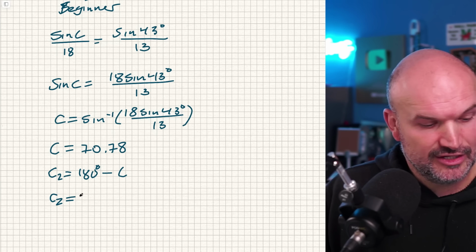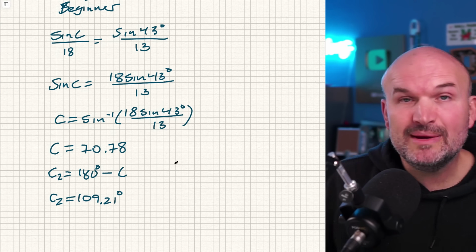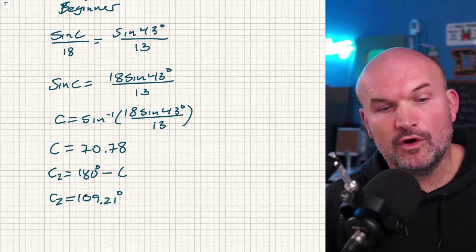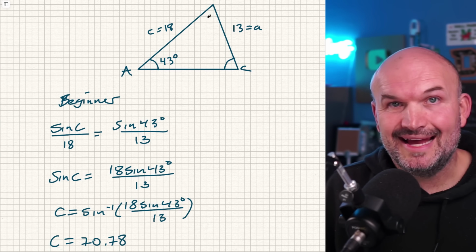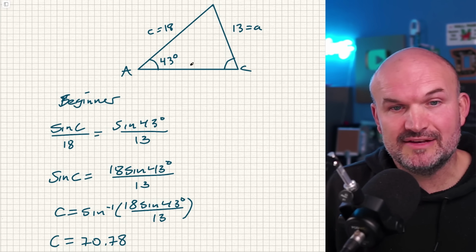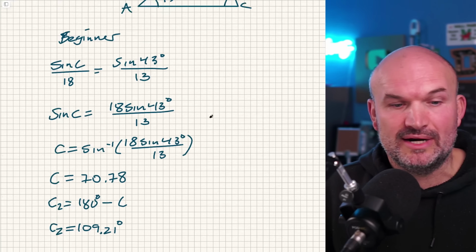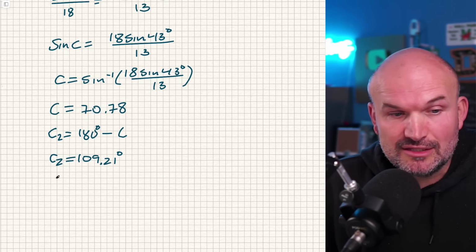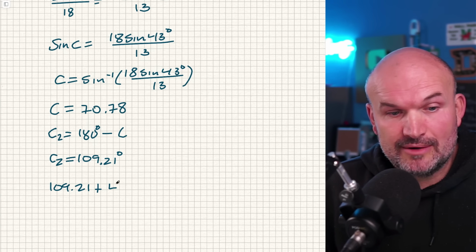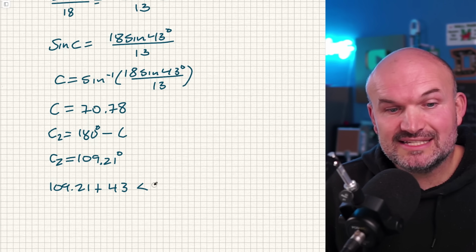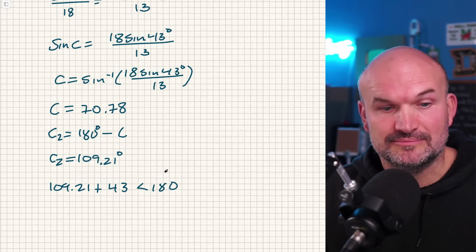So is this possible? Could we have another triangle with 109.21 degrees instead of 70 degrees? Yes, it actually does work, because if you take 109 plus 43, is that still less than 180? To check this for your two-case solution, take 109.21 plus your existing angle, which is 43 degrees. If that is less than 180 degrees, then you know that you have a two-case solution.